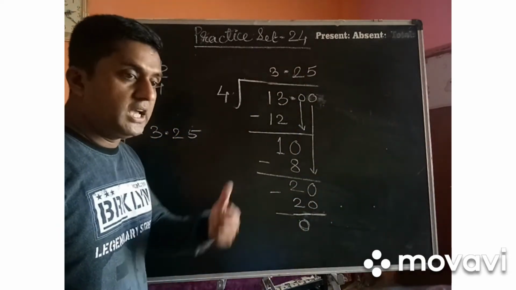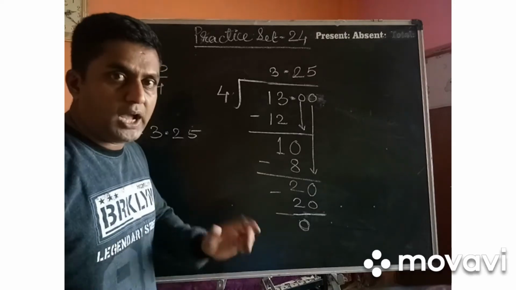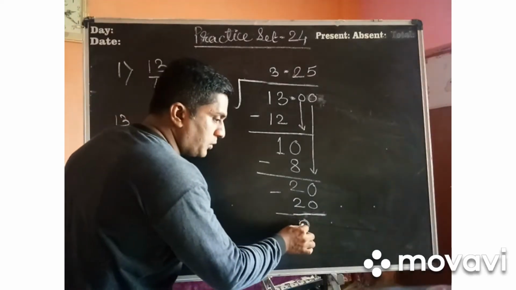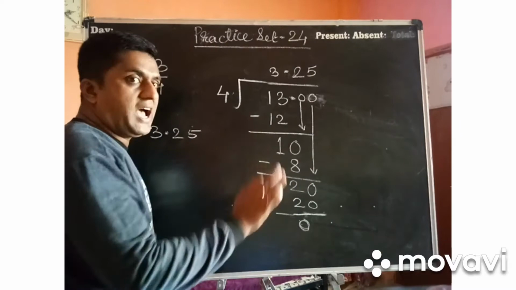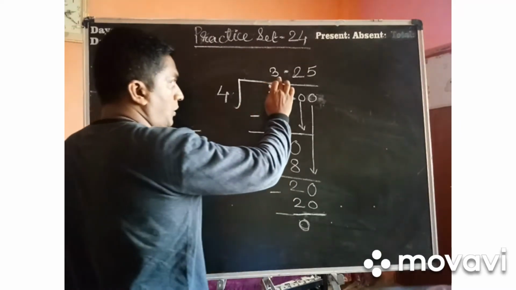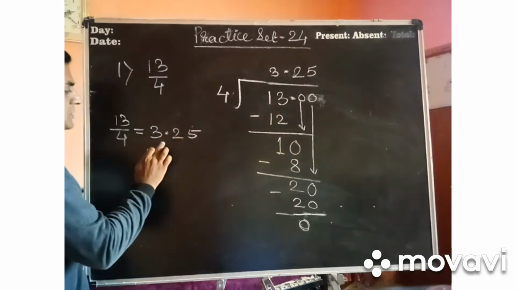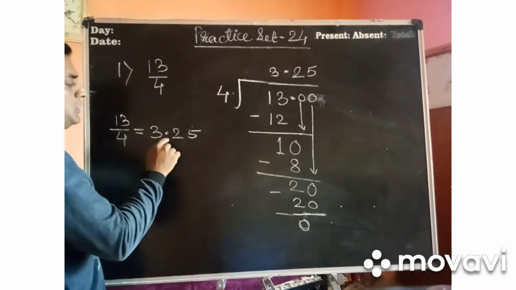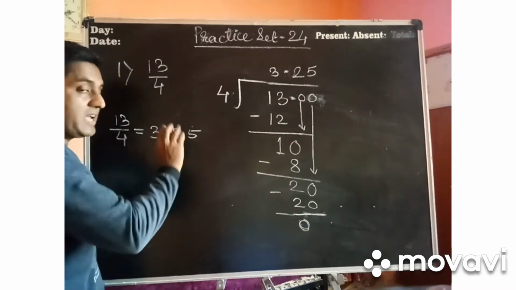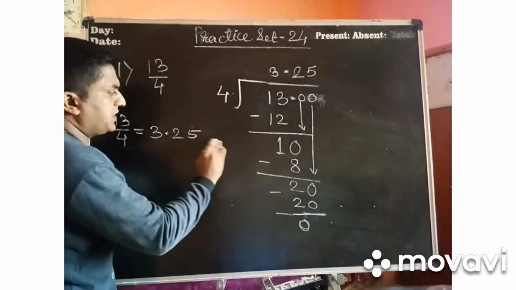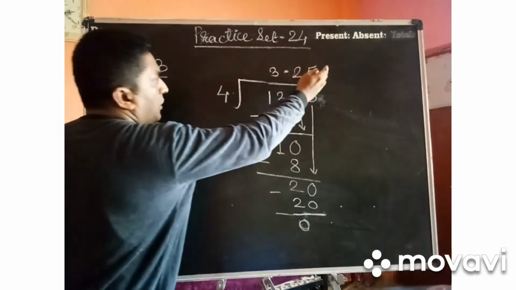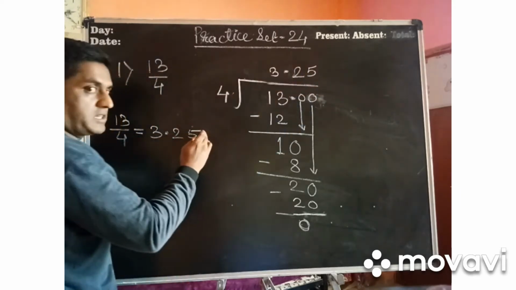It is terminating. In English, the meaning of terminate is to end. When the remainder comes 0, it means your answer has terminated. What is the answer? 3.25. Nothing is left. So your answer, 13 upon 4, is equal to 3.25. It has come to an end, and nothing is there. Why? Because not a single digit is left.